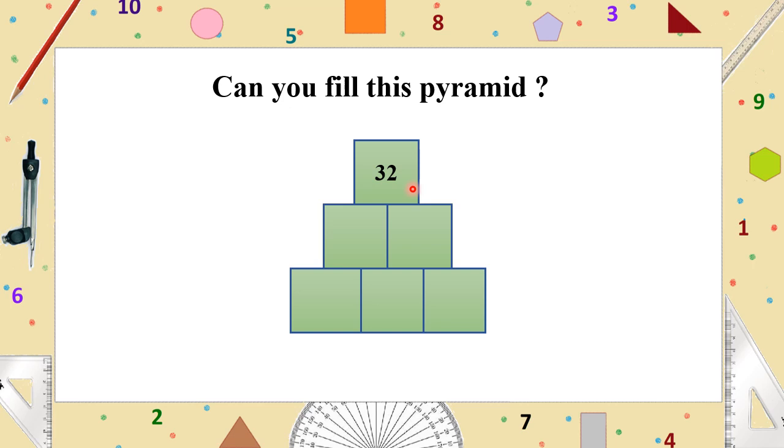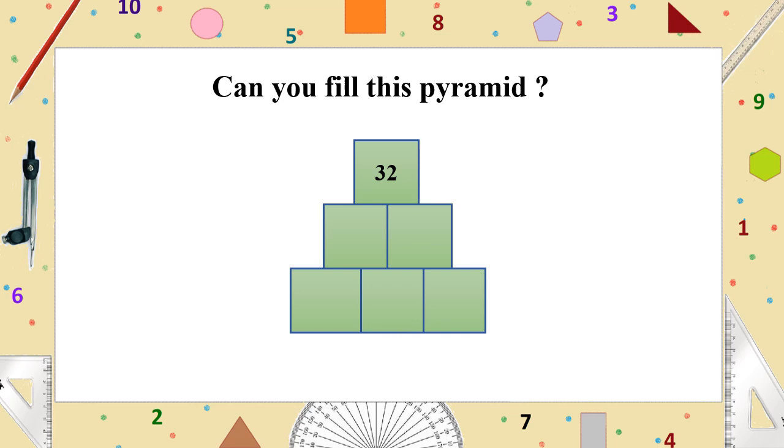Here we know that the top layer number is 4 times the middle number at the bottom layer. So in order to find the middle number of the bottom layer, we have to divide 32 by 4. Or else we have to find a number which is added 4 times to get 32. Which number added 4 times to get 32? We know it is 8. 8 is added 4 times to get 32. That means the middle number at the bottom layer will be 8.